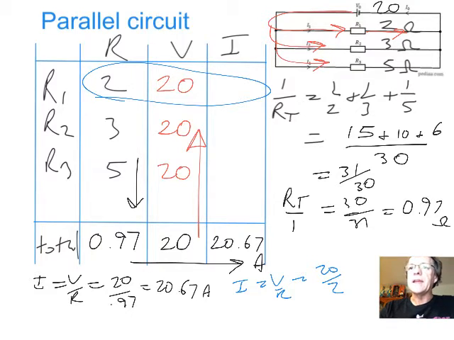And so you look at that, you've got 20 over 2 for the first one. So that means you've got 10 amps going down that first one. If you look at the last one, it's 20 divided by 5, you get 4 amps. And this middle one's a bit harder, you've got 20 divided by 3, which would be 6.6666, or 6.7.